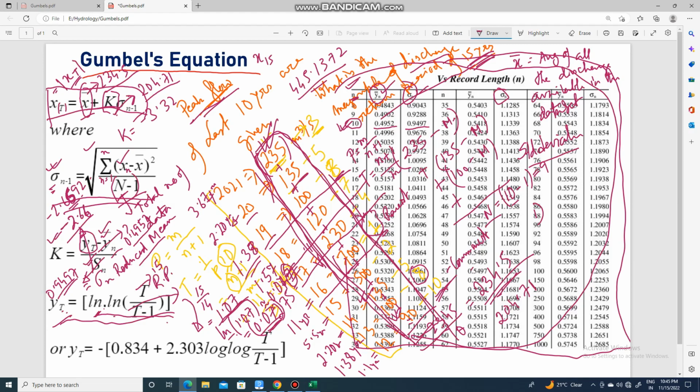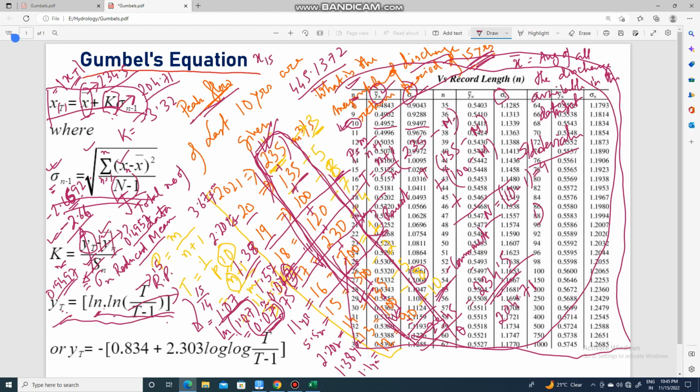After you find out the return periods, let us return to this equation, xt equals x mean plus k sigma. At the first step, you have found out the mean and sigma, that is the standard deviation, but this k is unknown. How to find k? The formula is given here: k equals yt minus yn bar divided by sn.